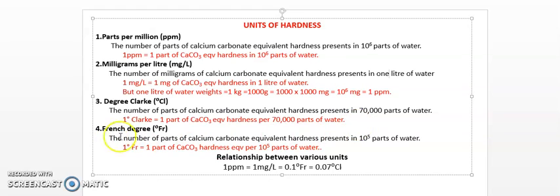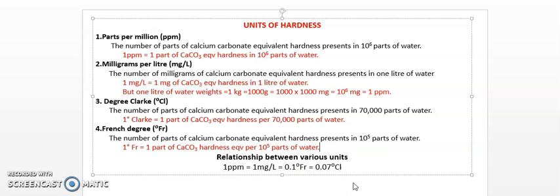Now the next unit is degree French. It is the number of parts of calcium carbonate equivalent hardness present in 10 to the power 5 parts of water. Means 1 degree French equals 1 part of calcium carbonate hardness equivalent per 10 to the power 5 parts of water.